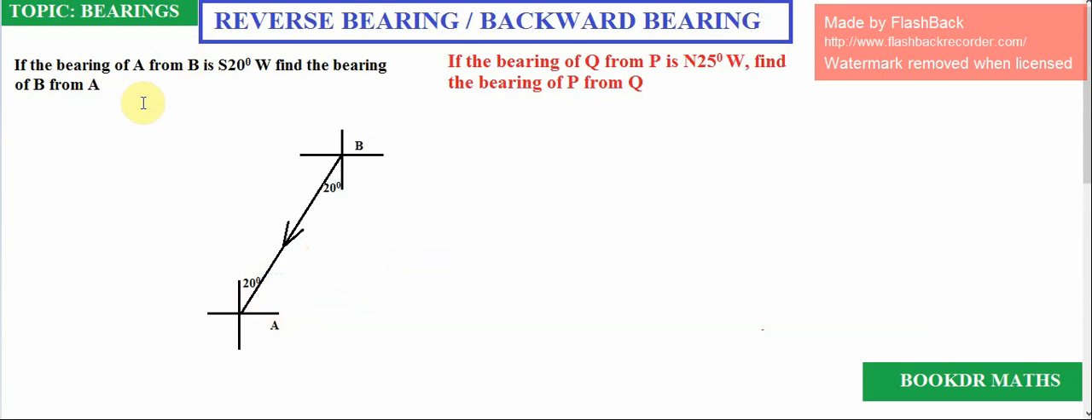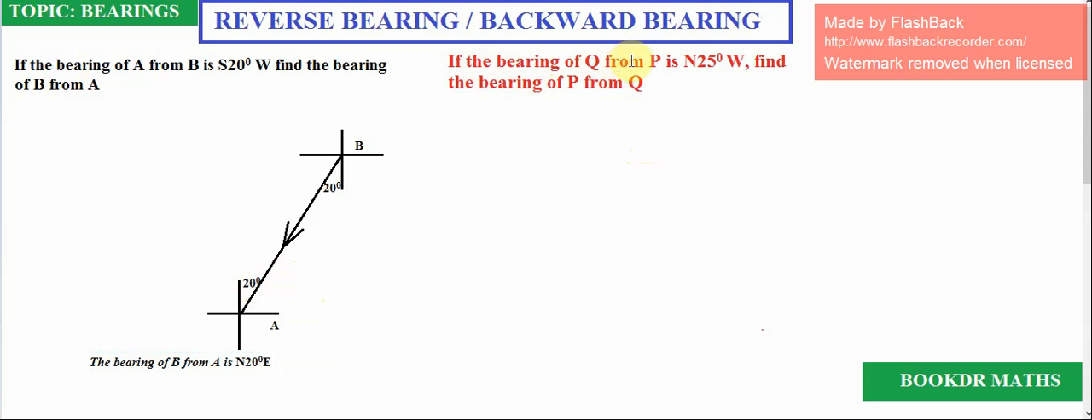So in that instance, the bearing of B from A is, in terms of compass, north 20 degrees east. At the north, I turn 20 degrees towards the east. Now let's look at the second question.